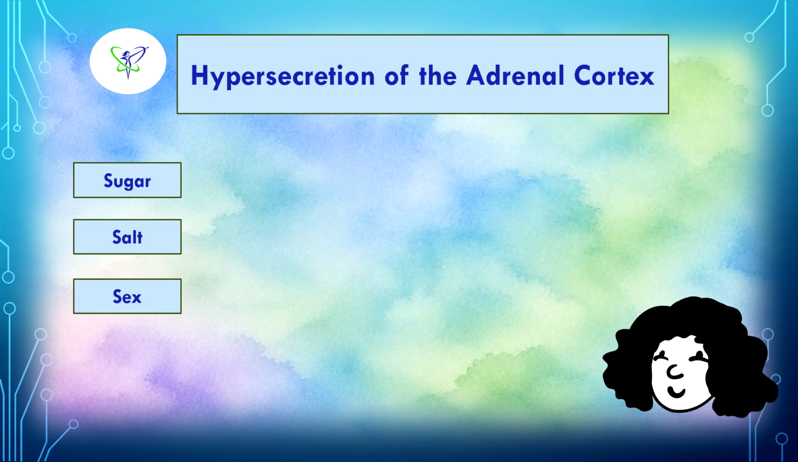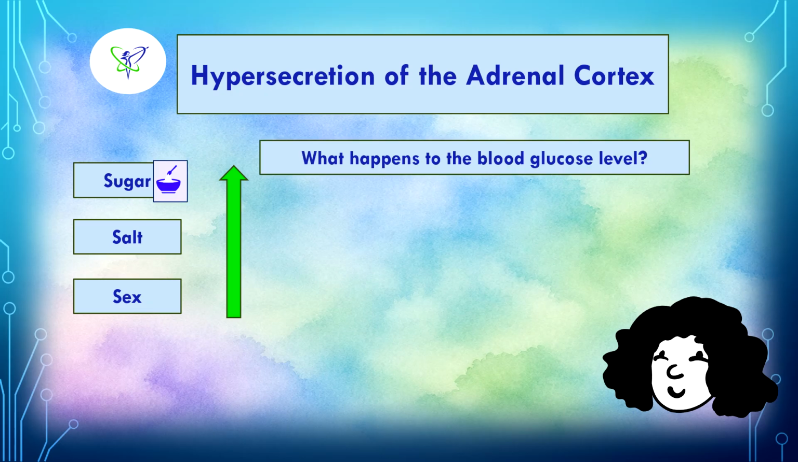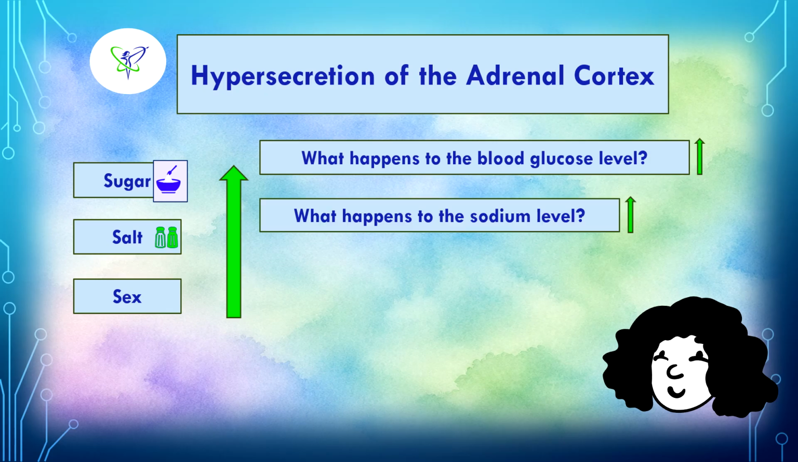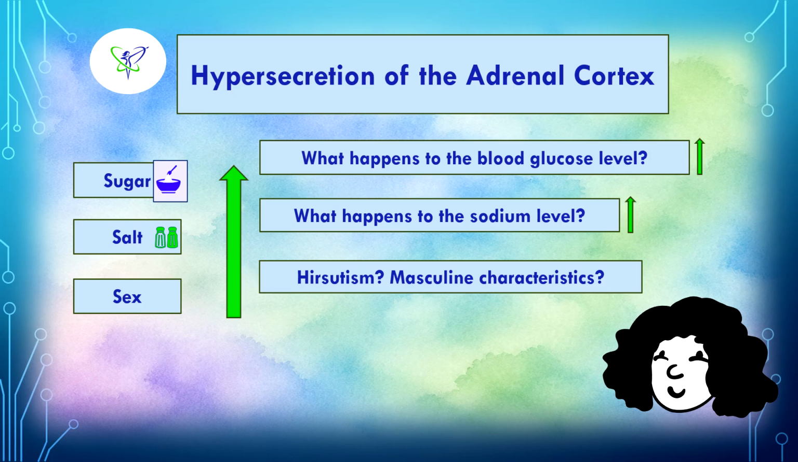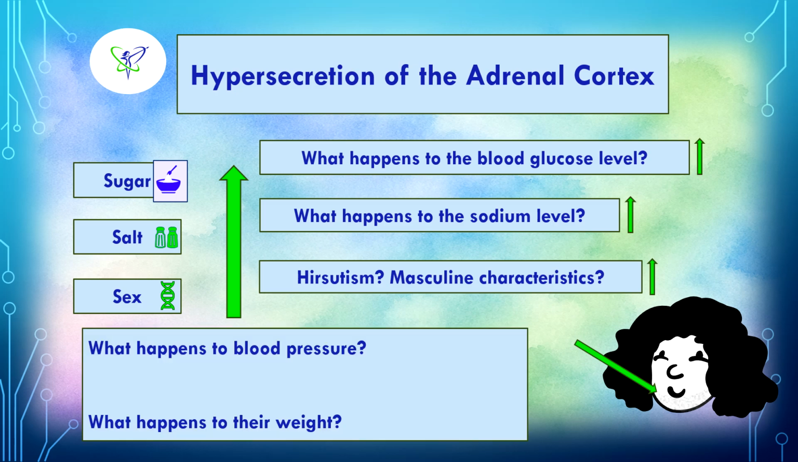Let's start with hypersecretion of the adrenal cortex. It secretes sugar, salt, sex. Well, if you have hypersecretion, you're going to have too much of that. Too much sugar, what would happen to the blood glucose level? It will go up. If you have too much salt, what would happen to the sodium level? It will go up as well. If you have too much sex hormones, you might have hirsutism, masculine characteristics. If you're a female, you might have hair on your face.